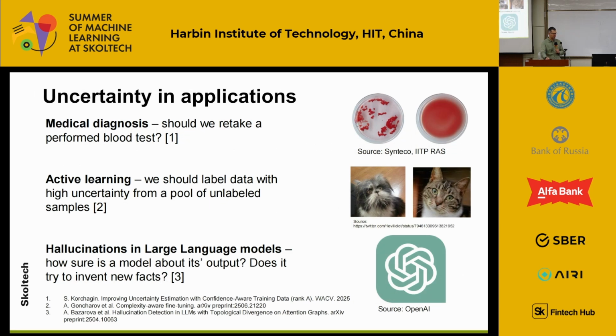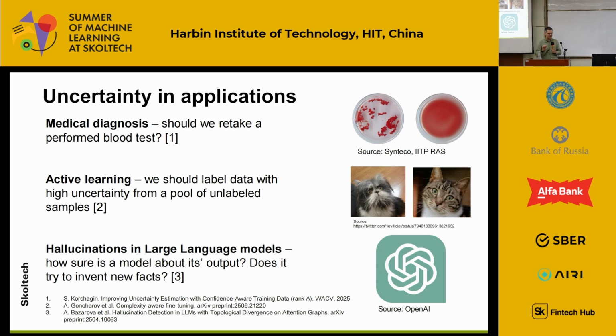Now we want to say something about uncertainty. This problem is not only of theoretical importance, like judging how uncertain our neural network is about some object. We can apply these uncertainties in different problems. For example, we have blood tests. These are cycles with these red things, and we try to find out if the test is okay or if we should retake it because it was performed in a bad way.